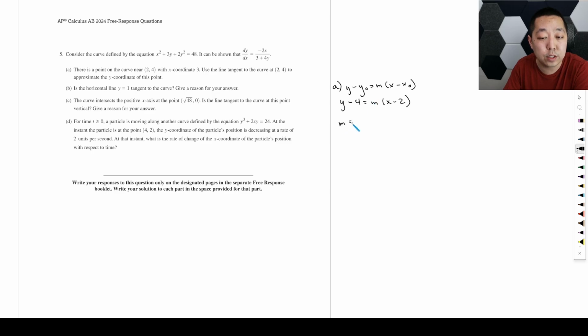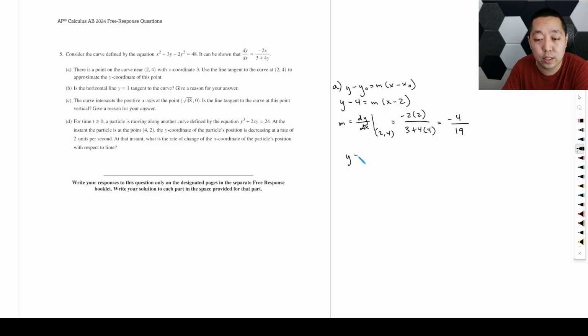So m is going to be the derivative at this point, right, at (2, 4). Which means I'm just going to plug (2, 4) into this thing because that's the derivative. So it's negative 2 times 2 over 3 plus 4 times 4. And that's negative 4 over 3 plus 16. Oh, gosh. 3 plus 16 is 19. Okay. I just got to do mental math here.